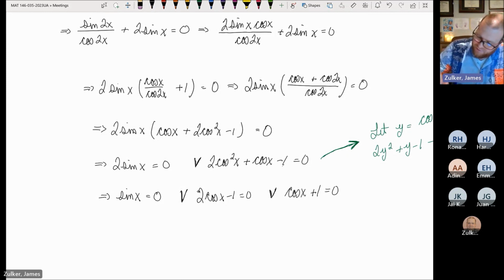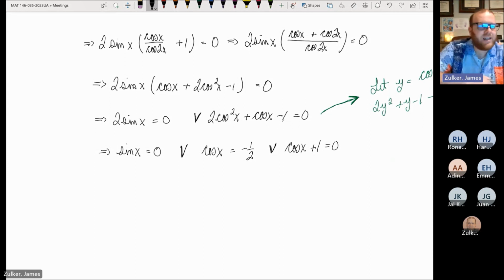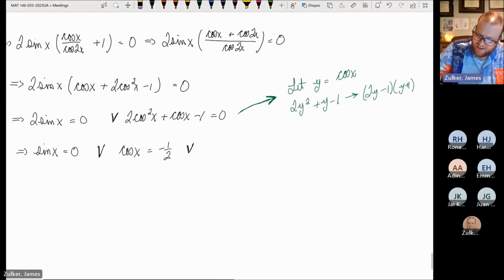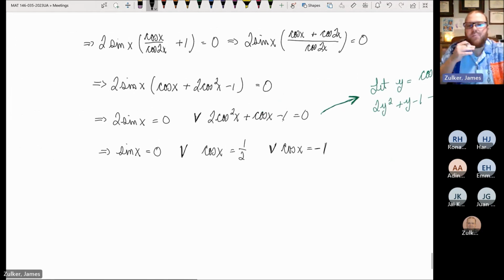But what I'm going to do now is this. If 2 cosine x minus 1 is 0, that means cosine x is a half. I'm sorry, why is that negative? That should be positive 1/2. And if cosine of x plus 1 is 0, then cosine of x is negative 1.